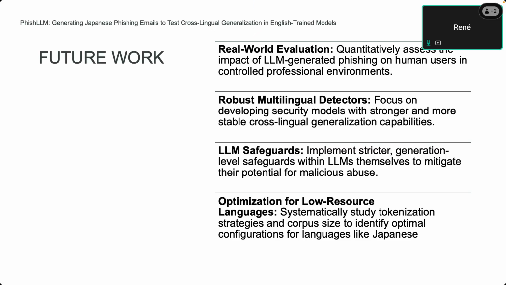Okay, so for future work, first of all, I would like to assess the impact of LLM-generated phishing on human users in a controlled professional environment. I would also like to work on making more robust multilingual solutions for phishing mitigation. Also, we need to work on implementing more safeguards for LLMs to be stricter and to mitigate the abuse of them. And also, we need to work on languages that are low resource like Japanese.